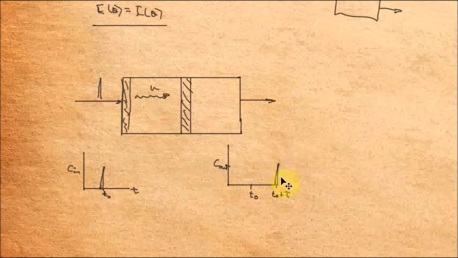So that's what the exit stream will look like. We'll see nothing. We'll see a sudden spike of tracer, or salt if it's the salt water example, and nothing again after that.